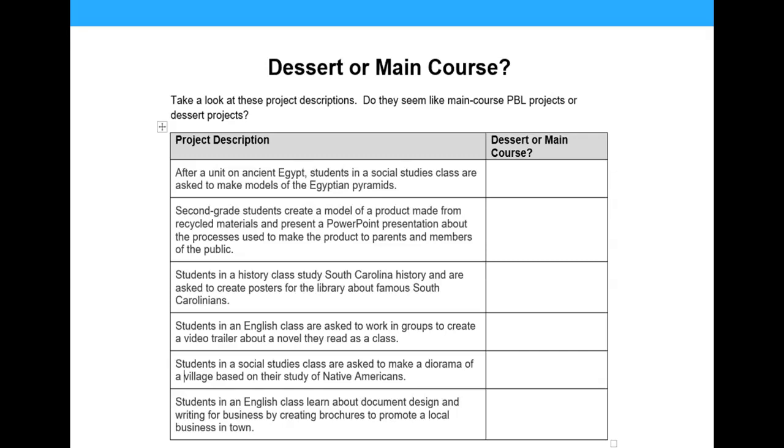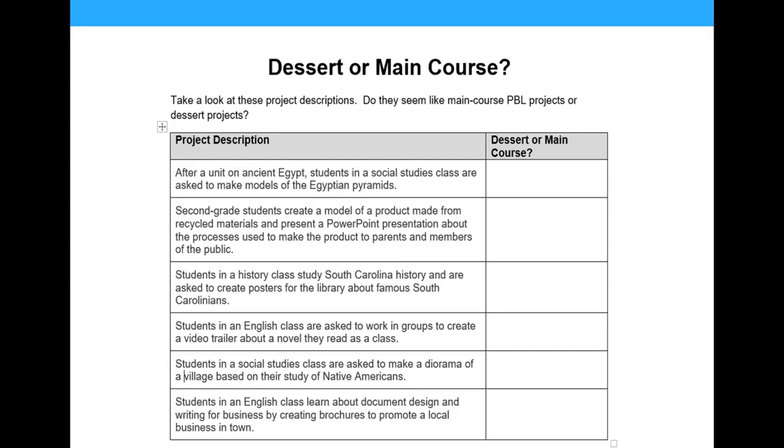So you would have that emergency vet come and talk to the students about the business and why they're here and the importance of helping animals and decreasing pet populations in the wild, all of these kinds of things. And then the students would learn about document design, they would learn about concise writing, all of these things so that they could create something to help promote this business.